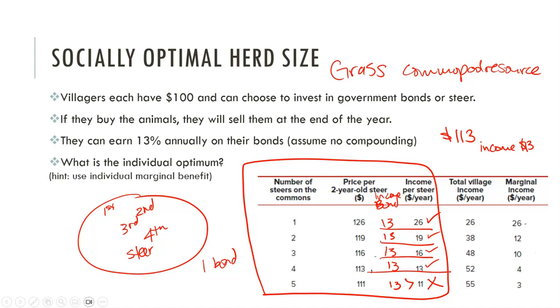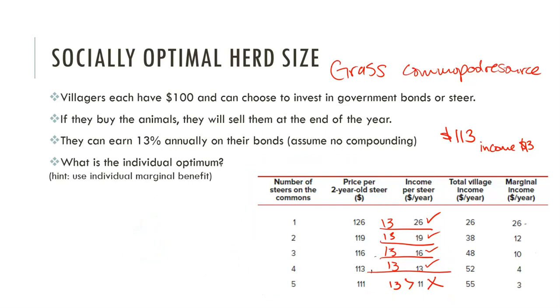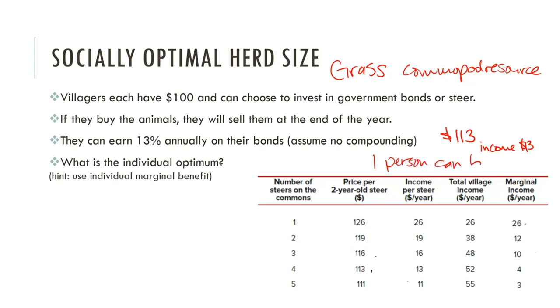The problem is this individual optimum is not our social optimum. This is not what's best for the group. We are maximizing our individual income and not maximizing our group income. If we want to maximize our group income, we need to act like a monopolist and pretend like one person can buy all 5, right? 5 steer or 5 bonds.